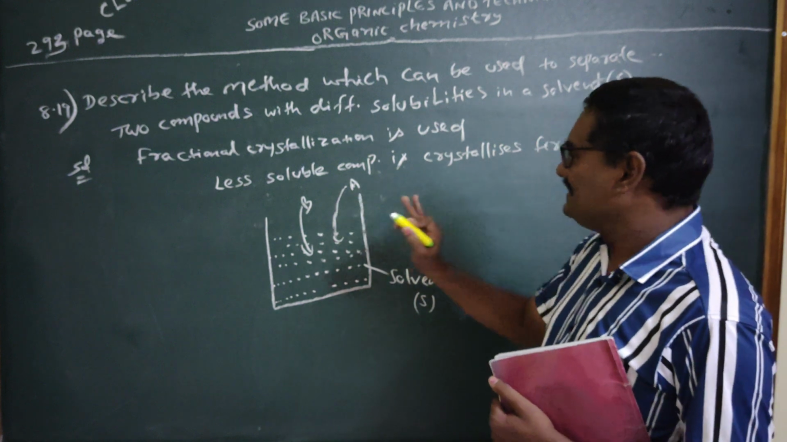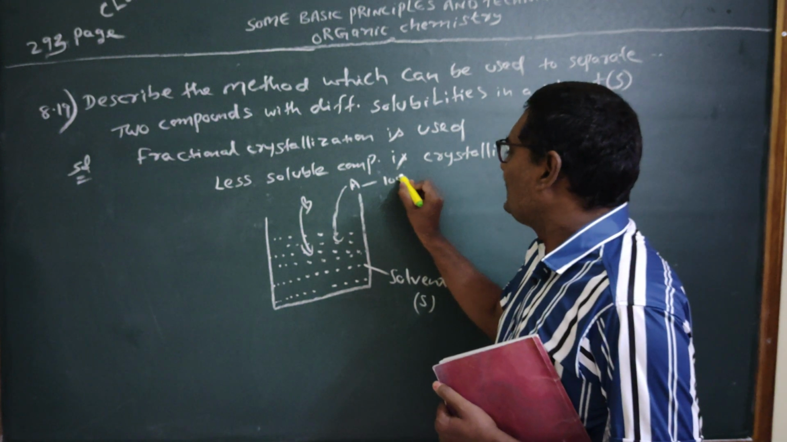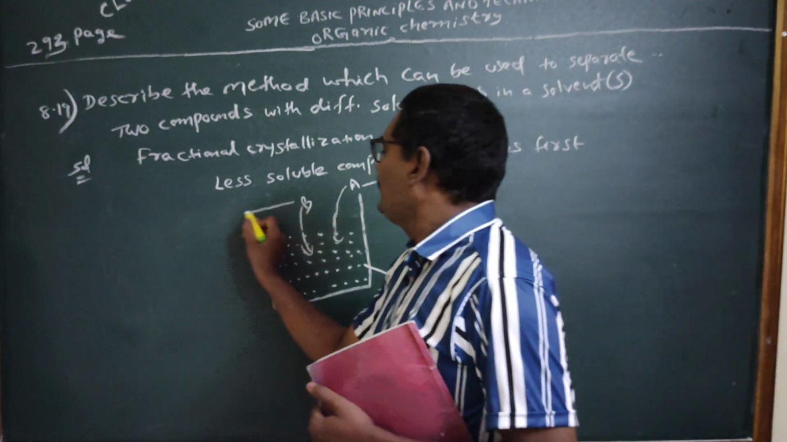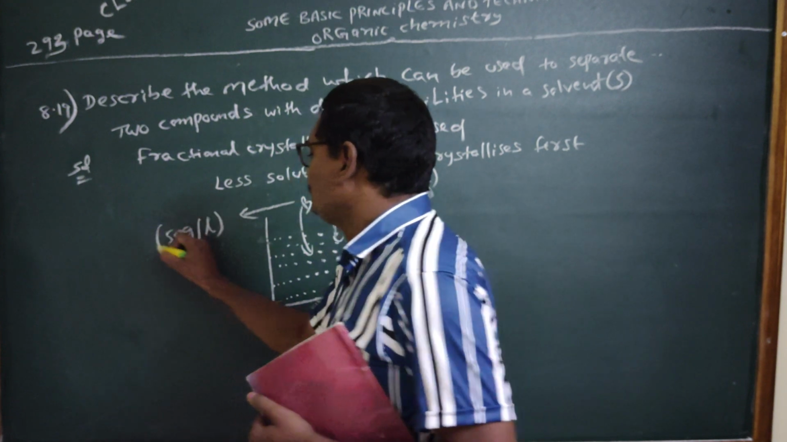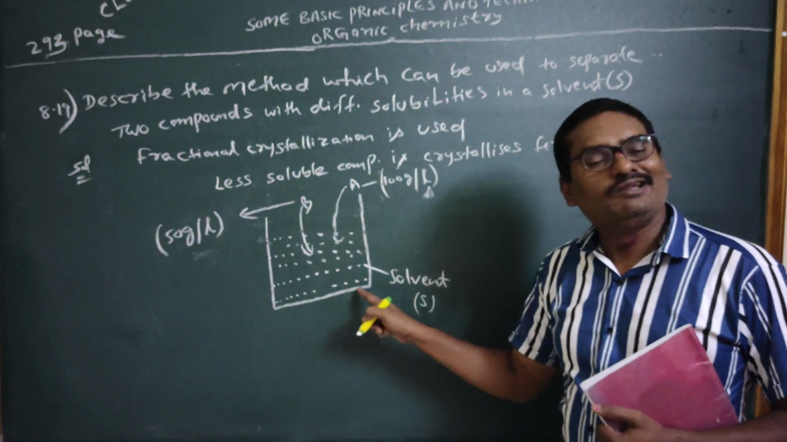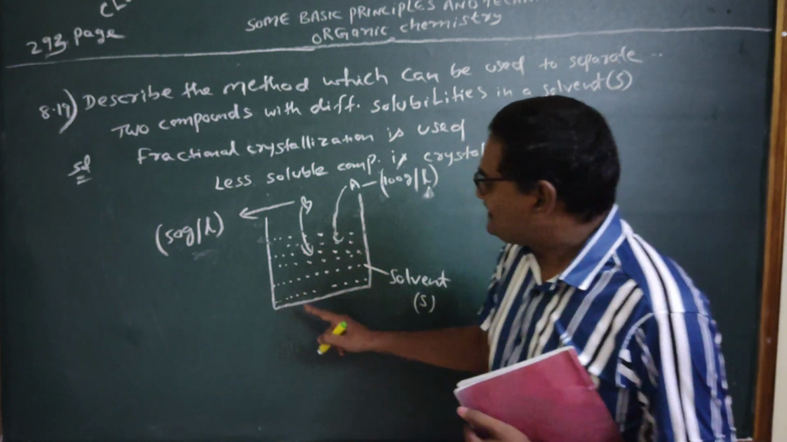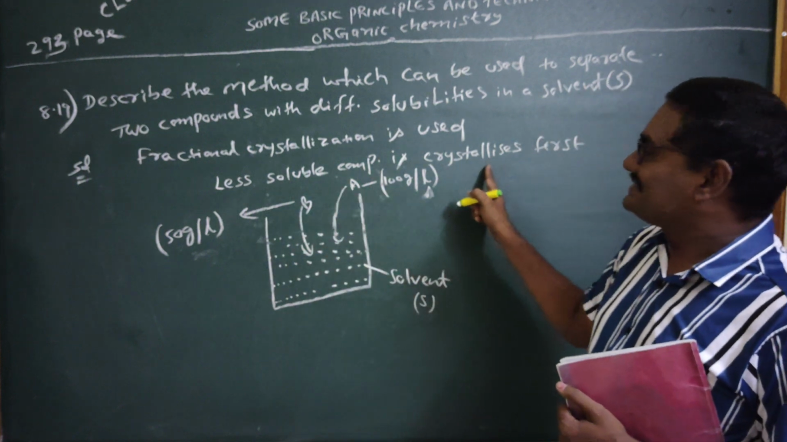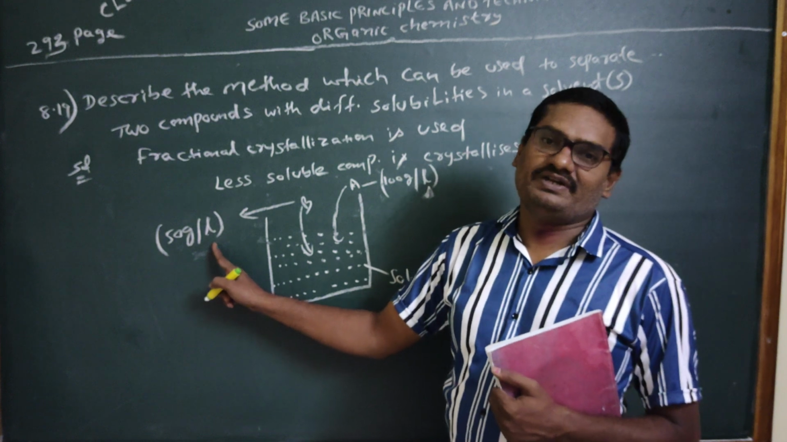Here, the condition is, for example, A solubility is 100 grams per liter, and B solubility is 50 grams per liter. Then, both compounds are soluble in solvent S. So, when first heated and then cooled, the first to crystallize is the less soluble one. B is less soluble. That is very, very important.